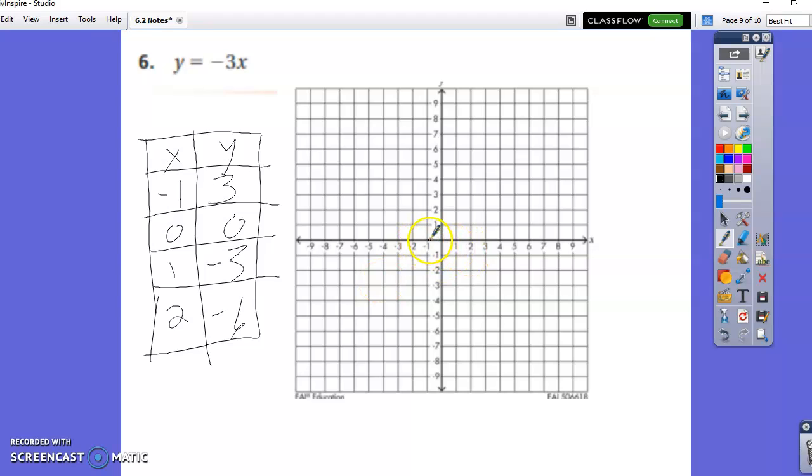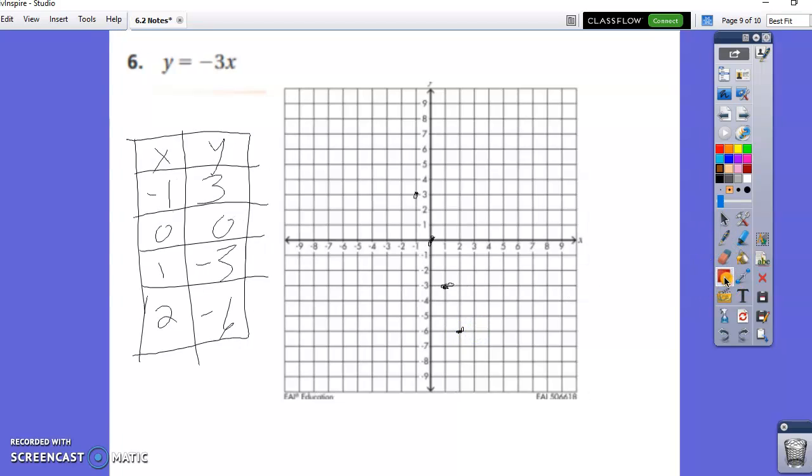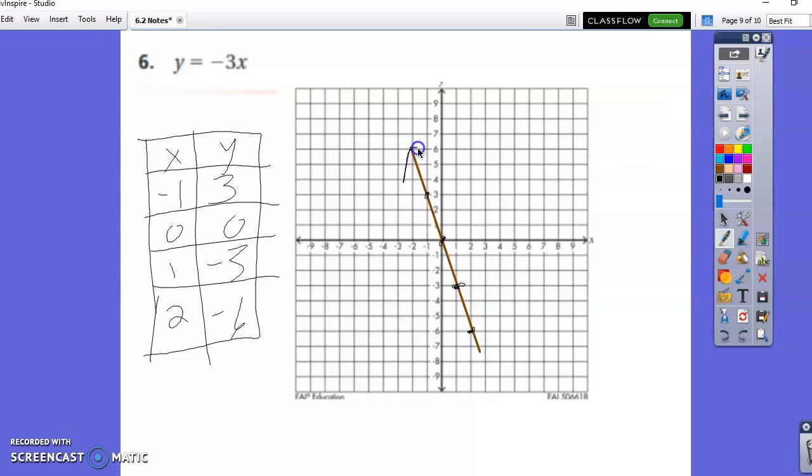So I'm going to go negative 1, 3. 1, 2, 3. Put a dot. 0, 0. 1, negative 3. Ooh, that circle kind of got away on me. And 2, negative 6. And then go ahead and get your straight edge and connect those points and put your arrow.